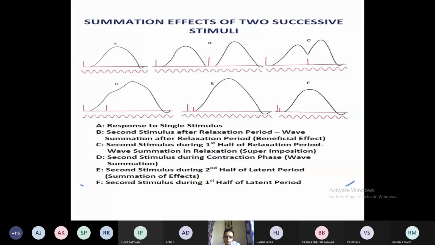Then, due to the successive stimuli, the effect is happening on the inertia of the lever also. So the inertia of the lever is getting decreased. So all these together are forming a summation effect due to the two successive stimuli.